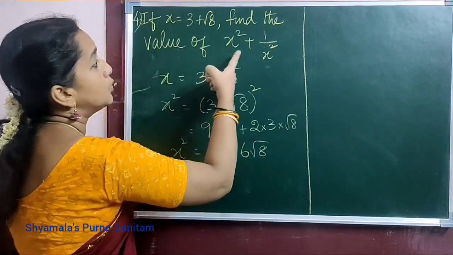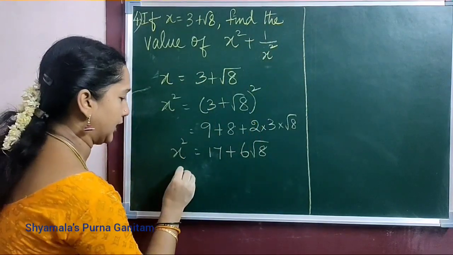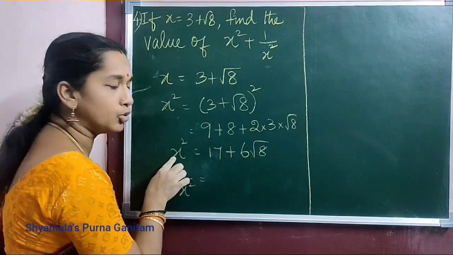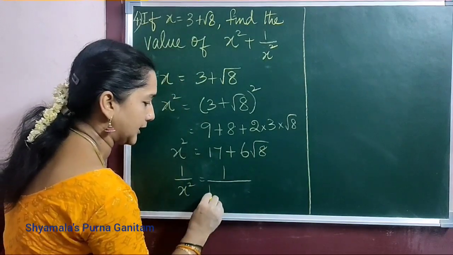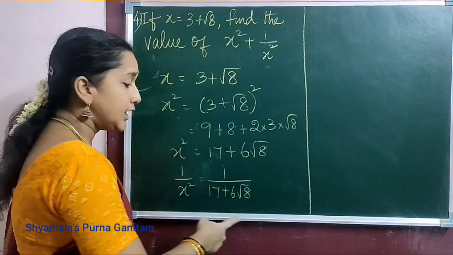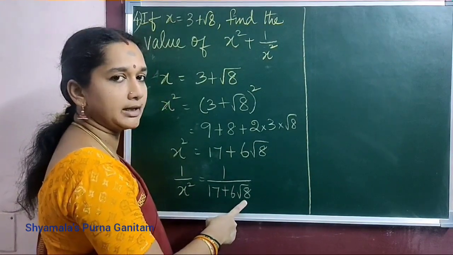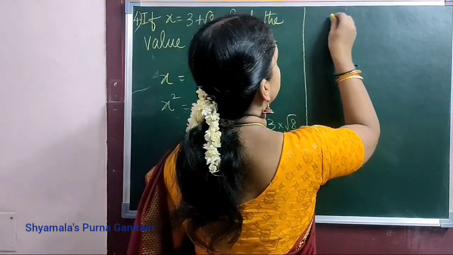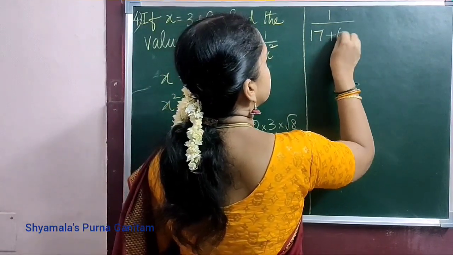Okay, then 1 by x squared value you have to find out. So 1 by x squared is whatever x squared value you got, you bring it to the denominator. Just substitute it. So 17 plus 6 root 8. But if you write it like this, you get an irrational number in the denominator. That has to be rationalized. So 1 by 17 plus 6 root 8.